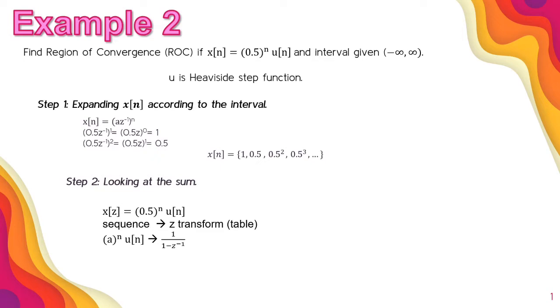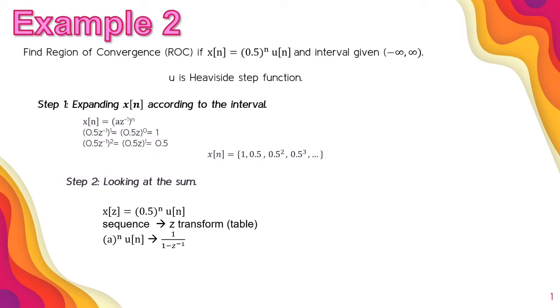Step 1. Expanding x(n) according to the interval. We use the equation x(n) equals a z to the power of negative 1, to the power of n. So we have to substitute 0.5 into a and n from 0 to infinity. Then the sequence we got is x(n) equals 1, 0.5, 0.5 to the power of 2, 0.5 to the power of 3.